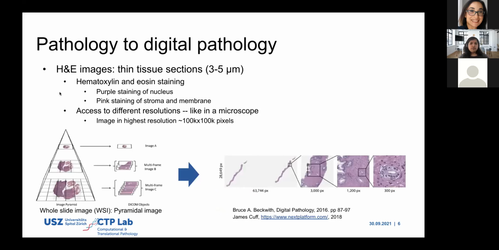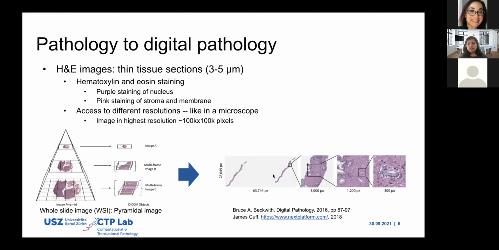Pathology images are usually H&E images. These are thin tissue sections, and H&E stands for hematoxylin and eosin staining. You see that the images are pink and blue, or rather purple. The purple staining stains the nucleus, and then we have pink staining, which stains the stroma and the membrane. The way we digitize them is by saving the images in multiple resolutions. We do this because when a pathologist makes a diagnosis, he or she looks into different resolutions by zooming in and out. So that's exactly how we wanted to save it.